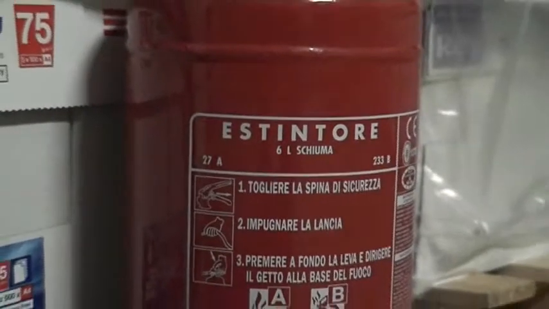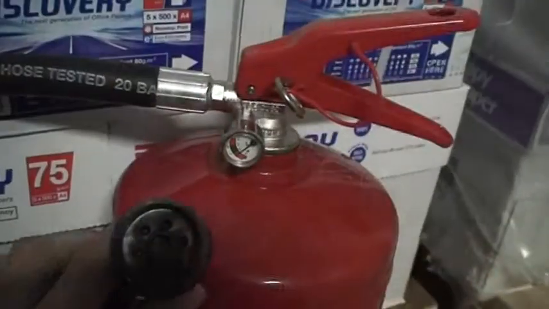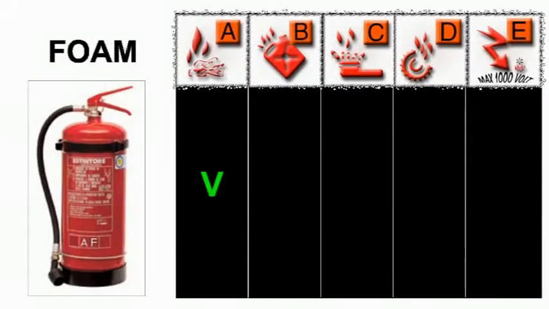In order to use water on liquids, foam agents have been added. Foam extinguishers act by smothering the flames and extinguish the burning liquids, but being mostly made of water, can't be used on metals and electrical equipment.